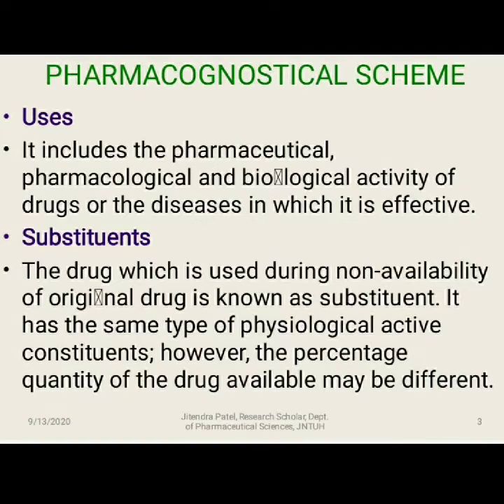And coming to the next point, under pharmacological scheme, that is the uses. What is the use of that particular crude drug, right? It includes its pharmaceutical, pharmacological and biological activity, or the disease in which it is effective, right? So coming to the pharmaceutical, during manufacturing, what pharmaceutical aids or necessities are required? For example, suspending agent, emulsifying agent, binders, adhesives, binding agent, colorant, sweetener. These also come from natural sources or from plants only, right?